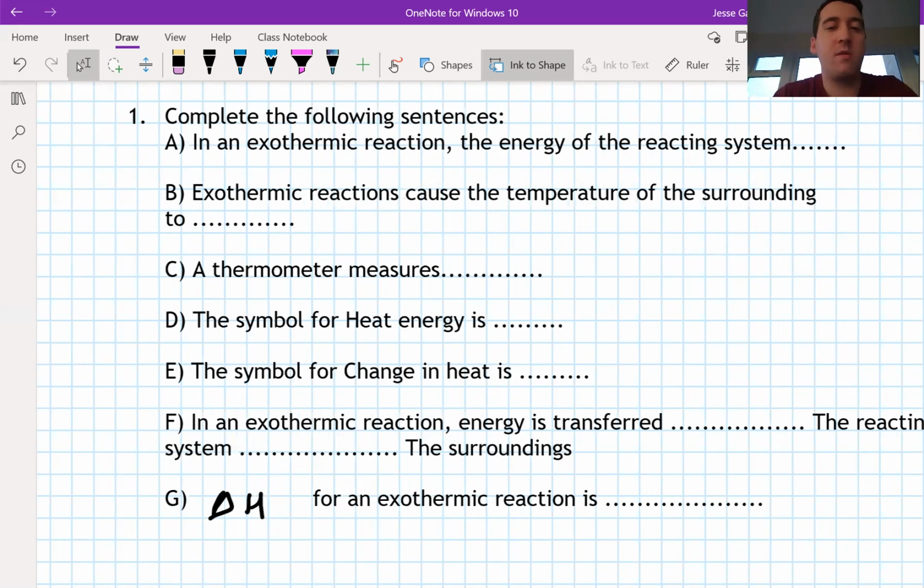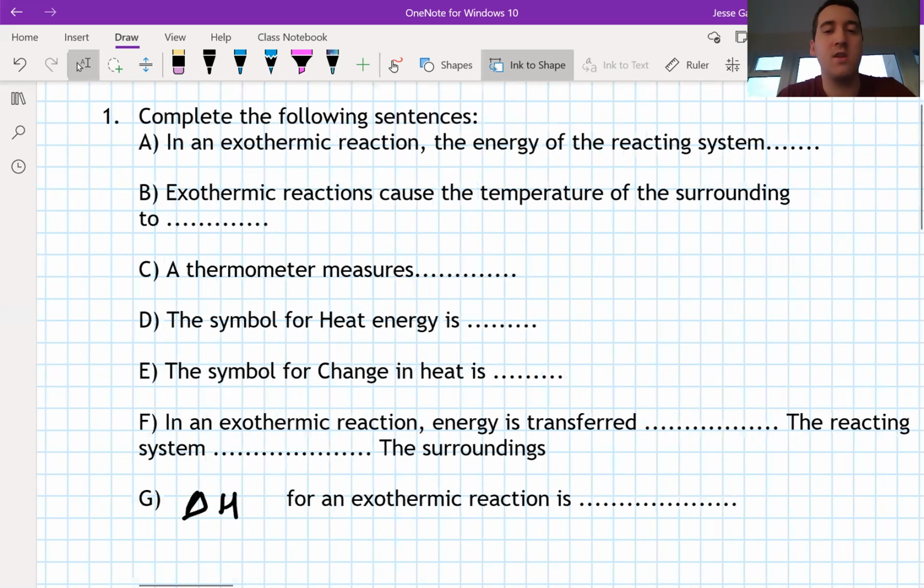What about B? Exothermic reactions cause the temperature of the surroundings to do what? If you weren't sure what I was getting at there, we're talking about, does the temperature of the surroundings increase or decrease? If you weren't already able to do that, pause and then do it now. Hopefully you said exothermic reactions cause the temperature of the surroundings to increase. Well done. A thermometer measures what? It's pretty straightforward revision. A thermometer measures temperature.